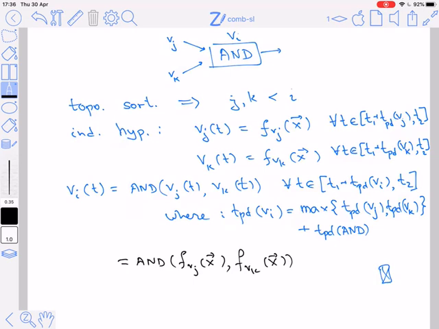Okay? Now, Vj of t equals f of Vj of x by the induction hypothesis. Vk of t equals f of Vk of x by the induction hypothesis, because we're referring here to an interval which is contained both here and here. So we can do this substitution, and this is exactly what the algorithm assigns as the function of Vi, and therefore Vi of t indeed equals what we wanted.